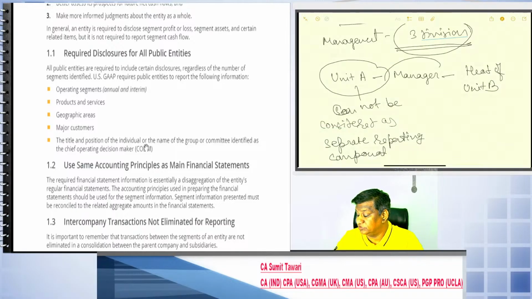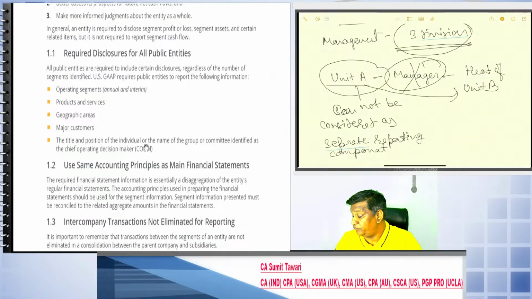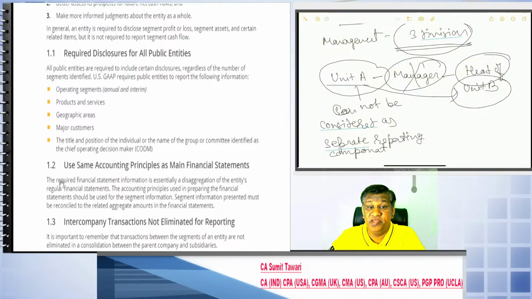Because he is not a decision maker, okay, he is not responsible for the profitability of unit A. Unit A is always clubbed with unit B, because unit B's head is responsible for the profitability, cost, investment, everything. So that's why the designation or the title and position is very important in segment reporting. Use the same accounting principle as the main financial statement.